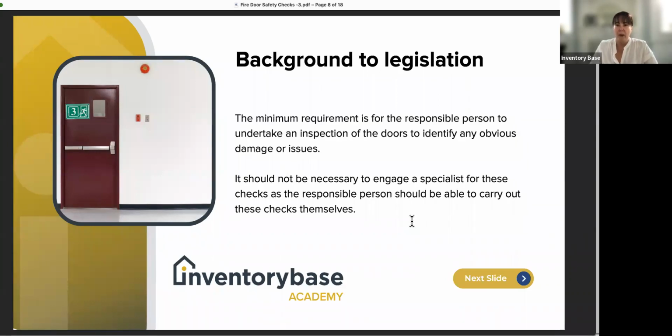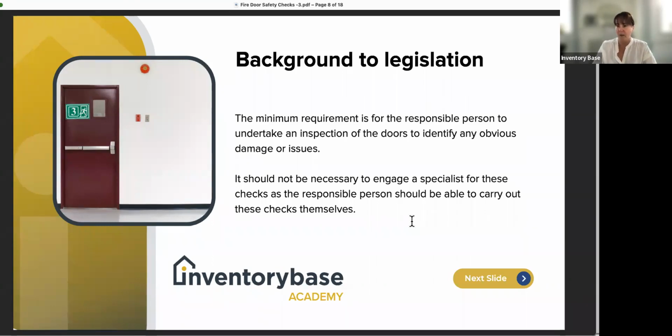There's also a minimum requirement for the responsible person to undertake checks for any damage and issues, but that doesn't necessarily mean that this needs to be a specialist role. It's very clear in the guidance that these checks can be carried out by the responsible person themselves. So it doesn't have to be a specialist fire door installer.